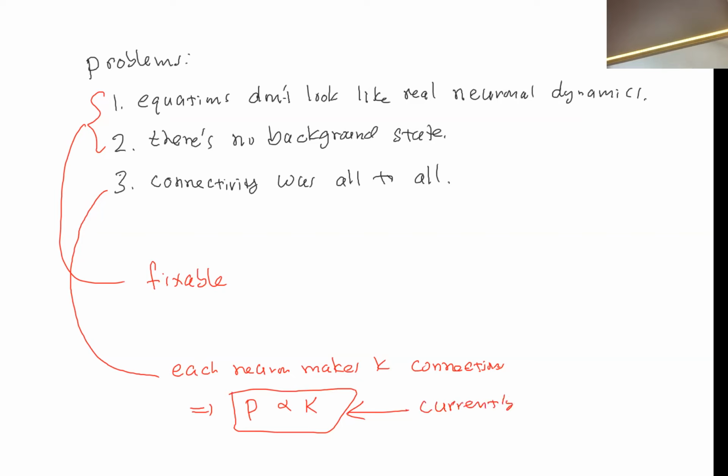Well, there may have been some recent advances. So what we're going to do in the next lecture: first of all, I'm going to show you that P is proportional to K if you have a fixed number of connections, and then we're going to write down more realistic dynamics. And that'll be for Hopfield networks.